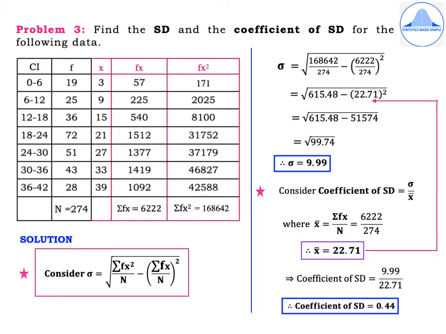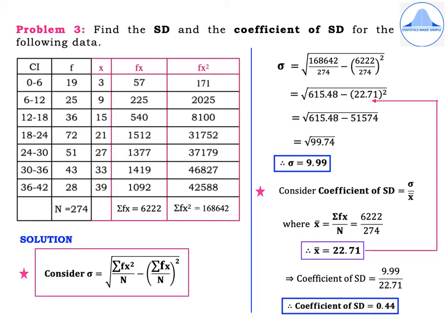The first step is to find out the sum of the frequencies, which is capital N, that is equal to 274. Write solution and also write the formula for sigma for continuous data, which is sigma is equal to root of summation fx squared by n minus summation fx by n the whole square. In the table, we will form three more columns which are highlighted in pink color, that is x, fx and fx square. So how do we find out the midpoints x?